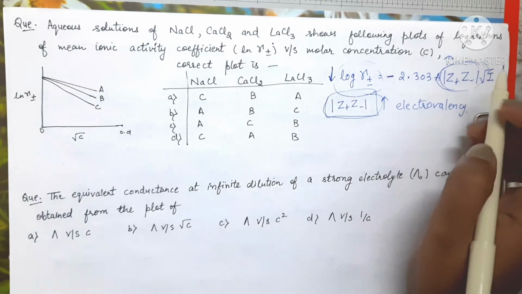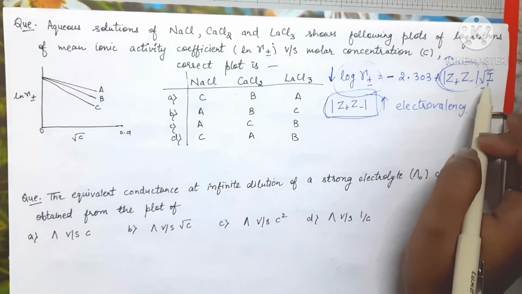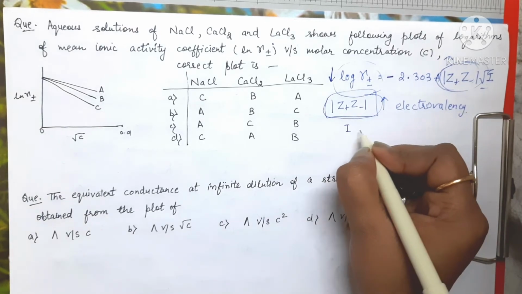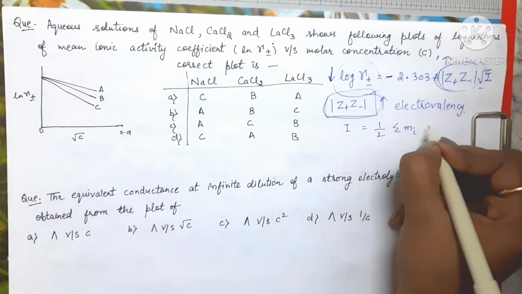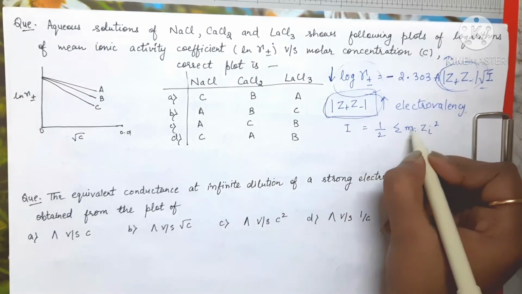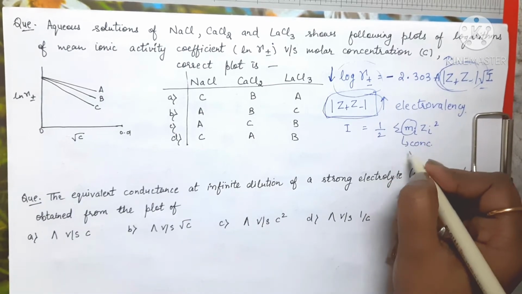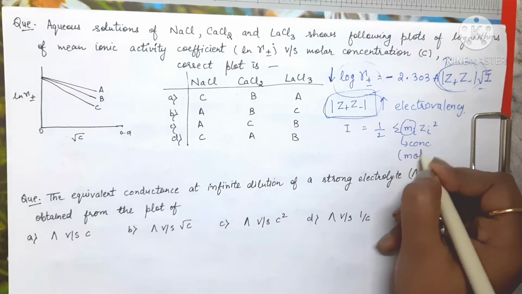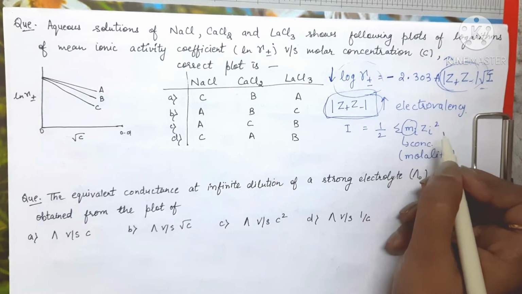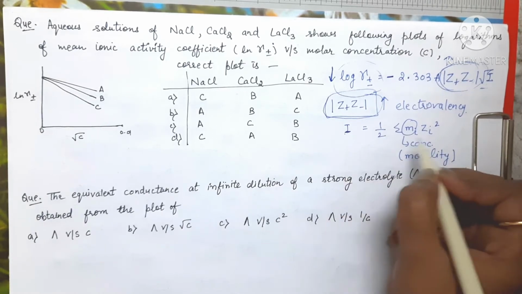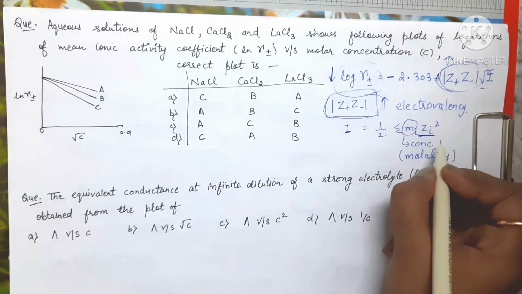Now if you look at the concentration value, the ionic strength I is equal to half of sigma m_i z_i squared. Here m_i is the concentration, and here we represent concentration in terms of molality. That is why this is the molality. So definitely the ionic strength is going to depend upon the z_i value, so we have to see the Z values.